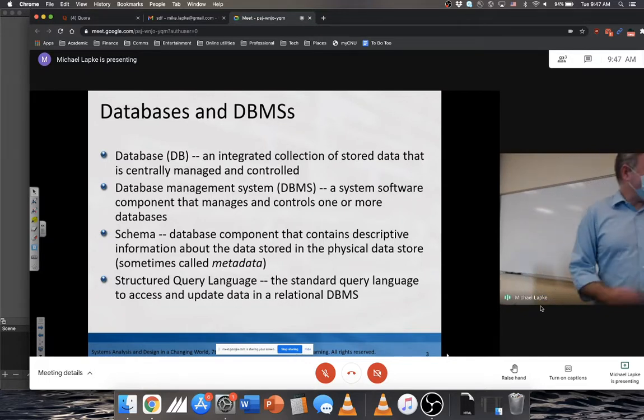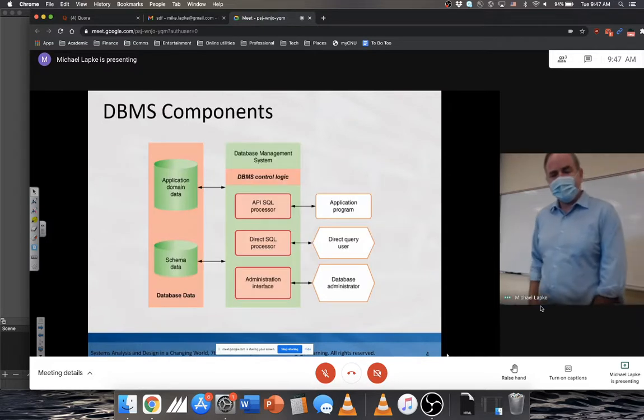And then there's the last thing there, structured query language. I mentioned that, SQL. Some people call it "sequel." I don't know why, but that rubs me the wrong way. I prefer SQL. This is the standard query language to access and update data in a relational database.